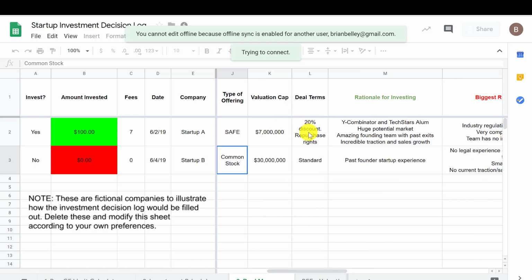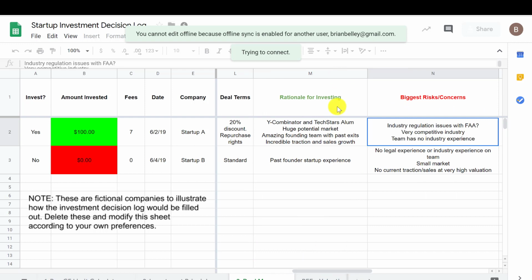So valuation cap, deal terms, but some of the most important ones, your rationale for investing, and the biggest risks. These are some of the reasons and writings that you can go back to later on to make a decision whether and when to sell, if there is a chance to sell at an exit, or perhaps to buy more shares in a future raise.